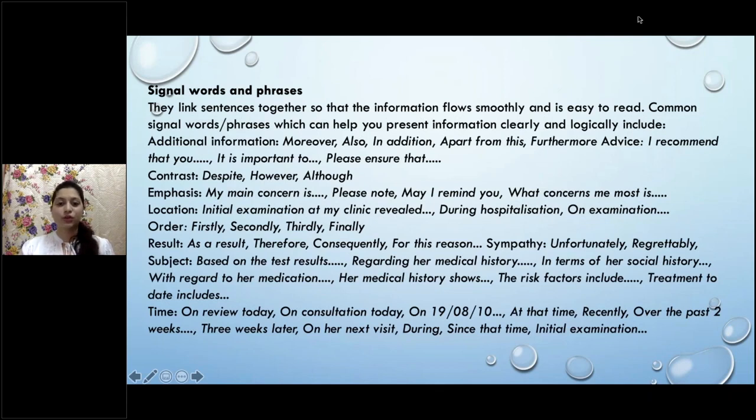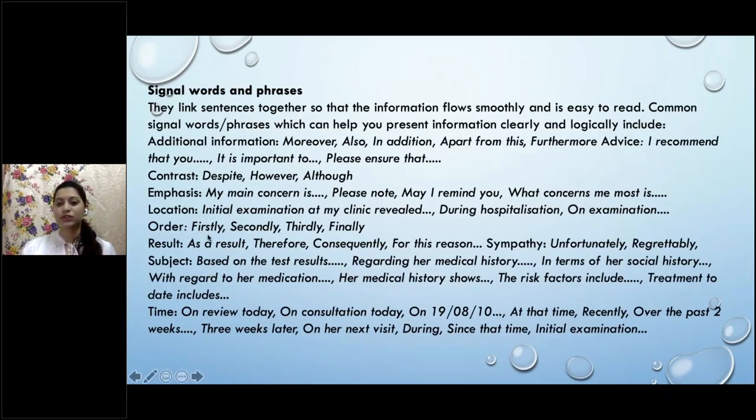If you're giving additional information, you can always use words like moreover, also, in addition to, apart from this, furthermore. And if you're giving advice, I recommend that you so and so, or it is important to, or please ensure that. And if there is a contrast between two statements, then you use words like despite, however, and although. If you want to bring emphasis or attention to a particular statement, you can use phrases like, my main concern is, or may I remind you, or what concerns me the most is.